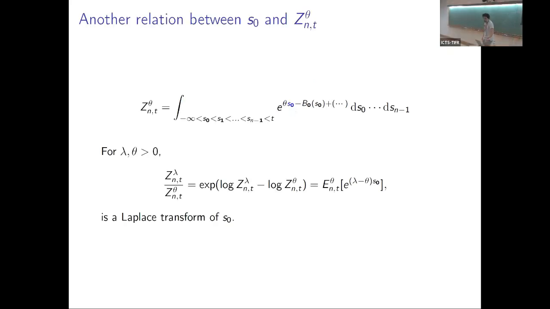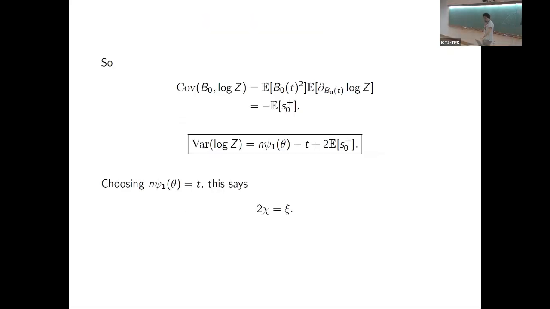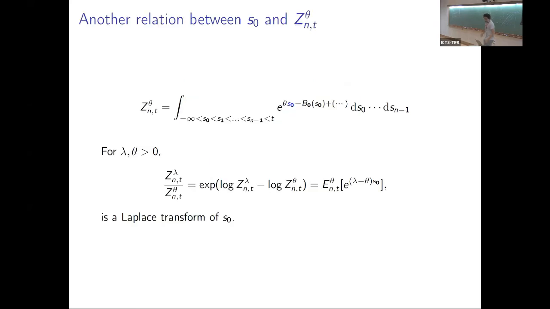Okay, so now our problem is to get n to the 2/3. And one way to get n to the 2/3, if we have 2χ = ξ, is we should find the other relation, χ = 2ξ − 1. And there is another relation between S_CO and Z_n,θ at least in this O'Connell-Yor case. And that's very classical. It's just because θ S_CO appears as a linear term in the Hamiltonian. So that means that the partition function itself serves as a Laplace transform for S_CO.